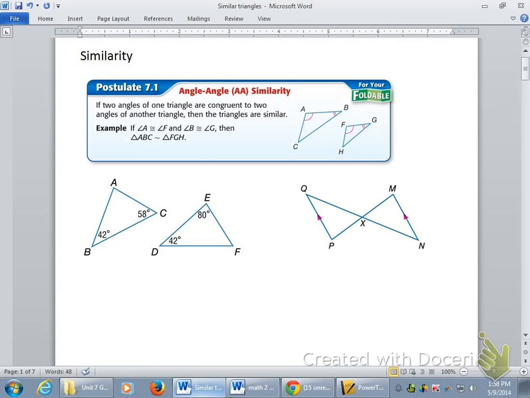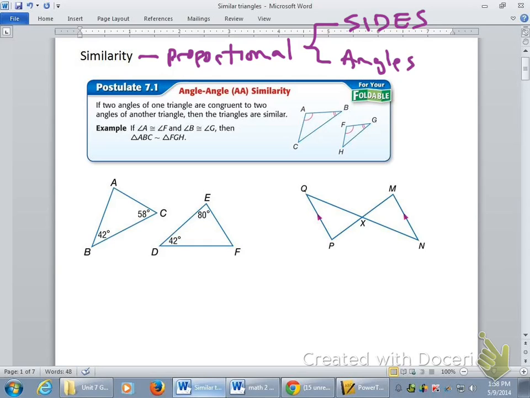You guys remember from last year that if two things are similar, they are proportional. And you like proportions. You did this last year. You don't remember it maybe, but proportional means the sides are proportional. Cross multiply and divide, right? Remember that? Did it 100 times probably. But the angles are what? Angles are congruent. Proportional means they're the same shape, but different sizes.